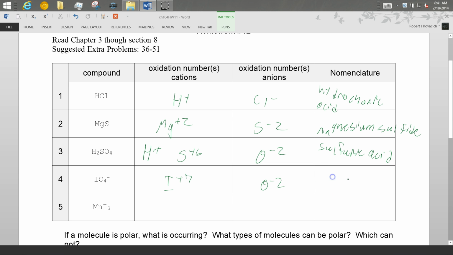Periodate? It's per because it's 4 oxygens, and ate because it's more oxygens. And the last one here?